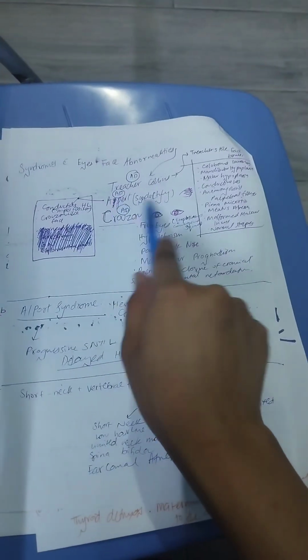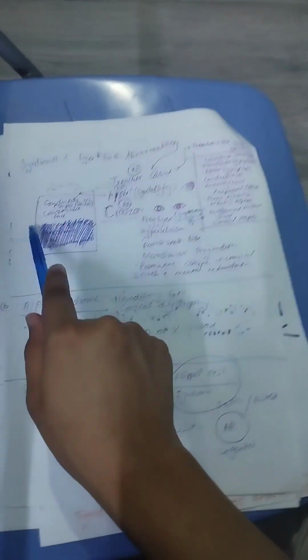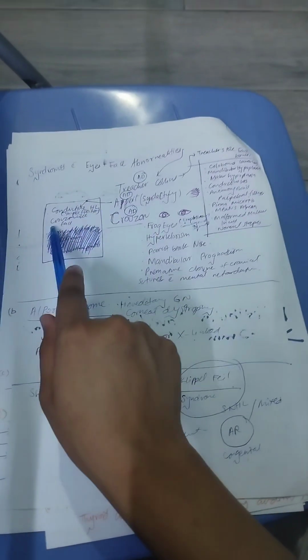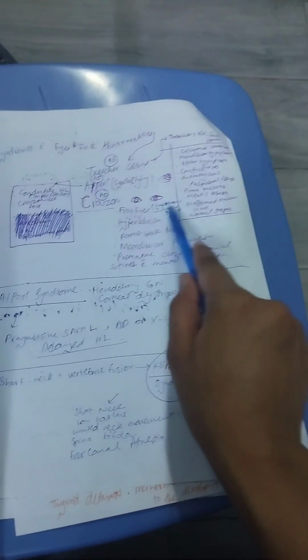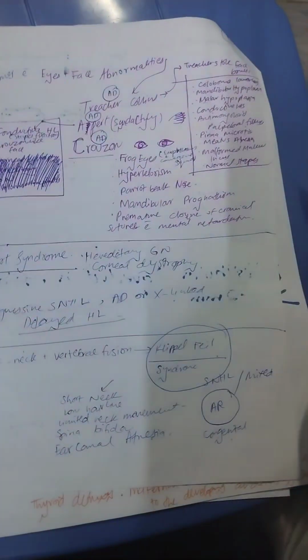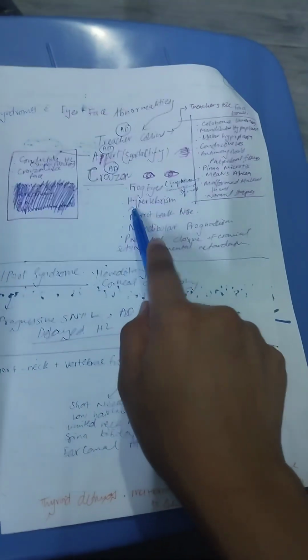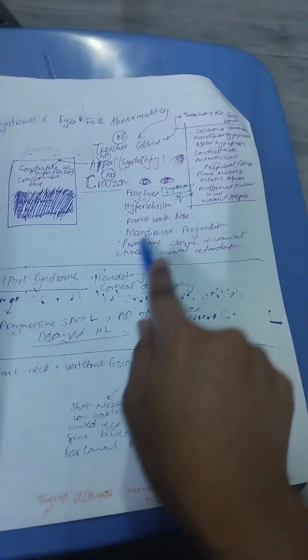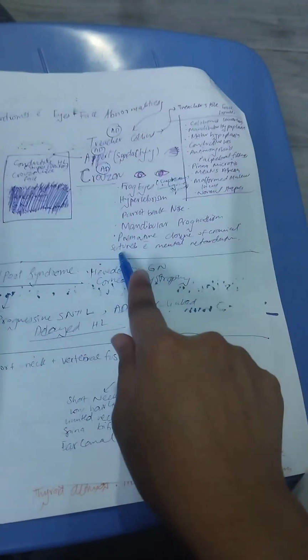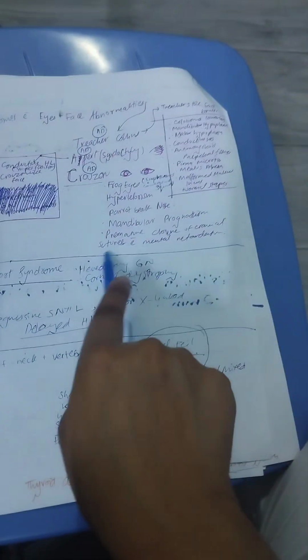Now for Apert syndrome, remember syndactyly, so it also causes conductive hearing loss by stapes fixation, and it also has a Crouzon-like face. So for the Crouzon-like face, remember frog eyes, which manifest in the form of exophthalmos and consequent convergent squint, and it is also going to cause hypertelorism, parrot beak nose, mandibular prognathism, and premature closure of the cranial sutures with mental retardation. So with C, you have to remember Crouzon and frog eye, as well as premature closure of the cranial sutures.